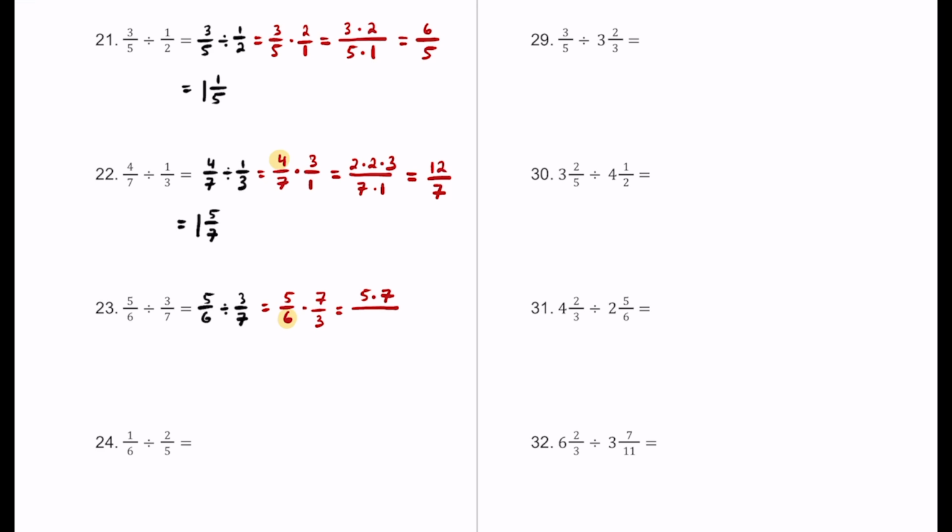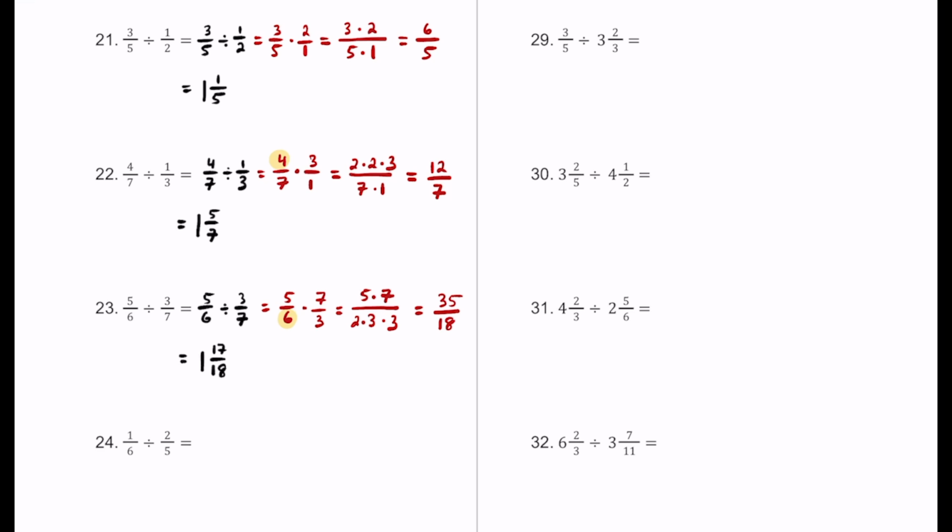Can't be broken down. 6 is the same thing as 2 times 3, and then this 3 is going to stay. I don't think anything is in common top and bottom, so 7 times 5 is going to be 35. And then 2 times 3 is 6, and 6 times 3 is 18. So that's our answer. As an improper fraction, as a mixed number, 18 fits into 35 almost twice, right? 2 times 18 is 36, so I'm going to put 1 and 17/18. Okay, so almost twice, off by 1 here, so we get 1 and 17/18.